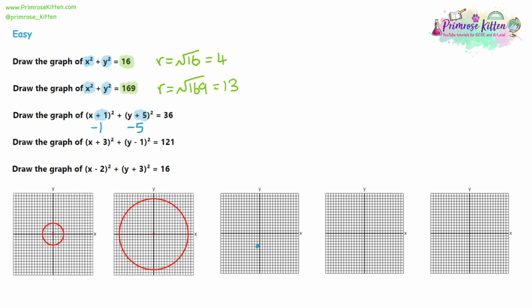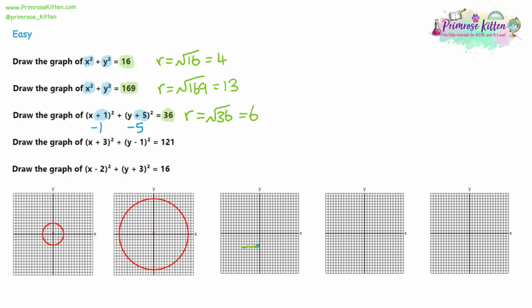Now the radius is the same thing. The radius is a number at the end, which is 36. Remember, it's not exactly 36. We have to square root it first. So the radius is the square root of 36, which is 6. So for the blue dot, we're going to come out 1, 2, 3, 4, 5, 6 places.